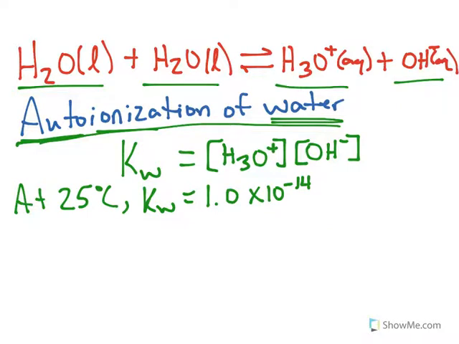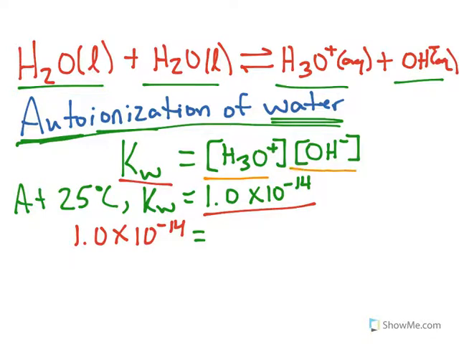Well, why that's helpful is if we know the value for Kw, which we do, we should be able to find the values for H3O plus and the OH minus ions in pure water. So let's start plugging things in. Let's plug 1.0 times 10 to the negative 14th in for Kw. So 1.0 times 10 to the negative 14th equals, now I want you to think about the concentrations of this hydronium compared to this hydroxide. For every one hydronium that was formed, one hydroxide had to be formed because it's a 1-to-1 ratio.